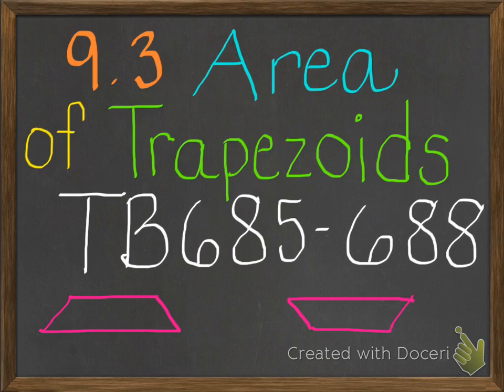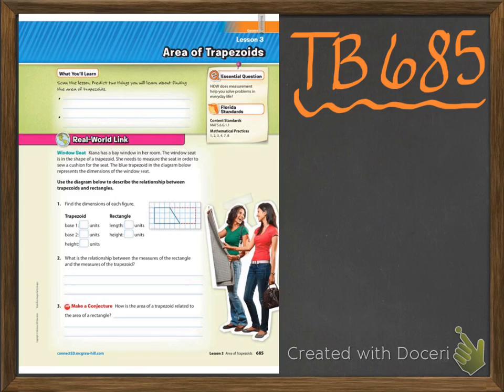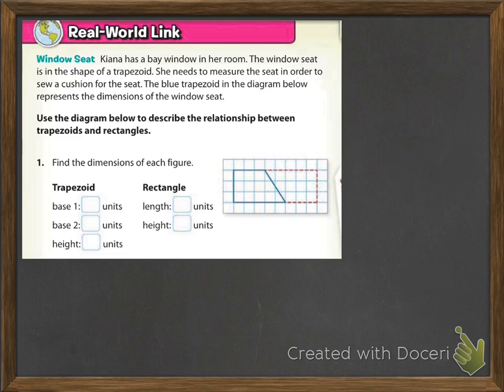Now, trapezoids, when you learn about the area, which, just a reminder, the area is the amount of space that's inside the trapezoid. And when you learn about trapezoids, there are going to be several different dimensions that you have to look at. So let's go ahead and get started here under the real world link on textbook page 685.